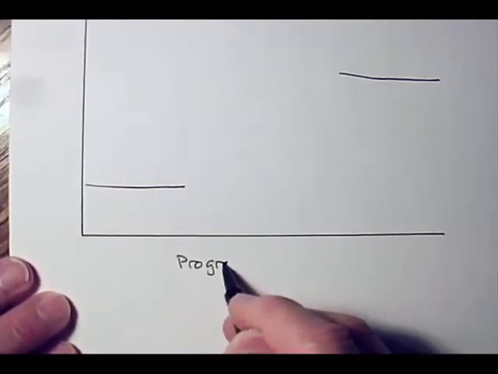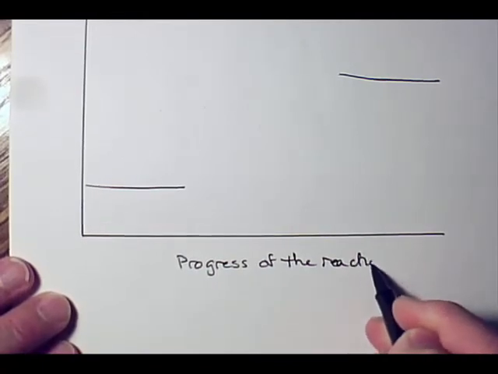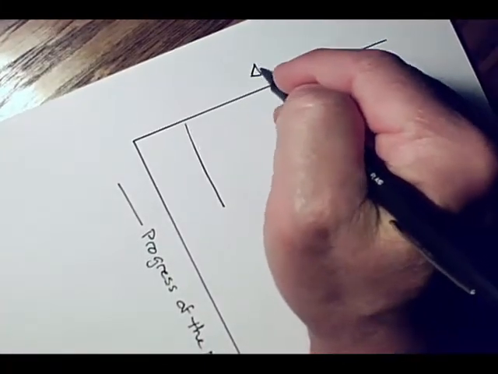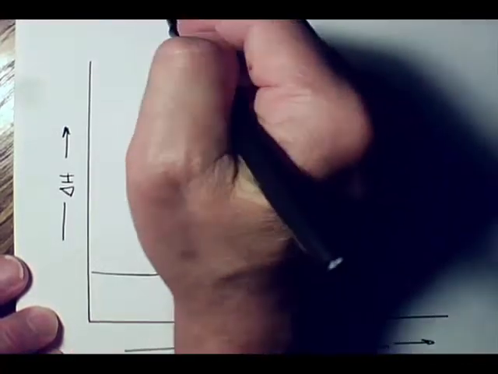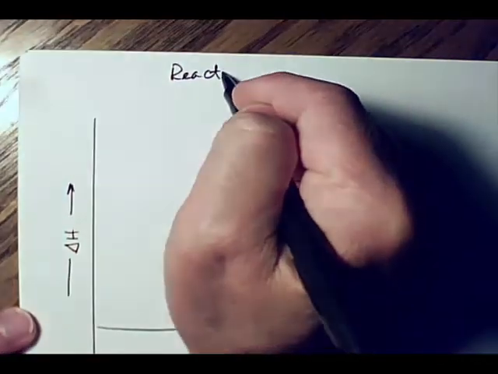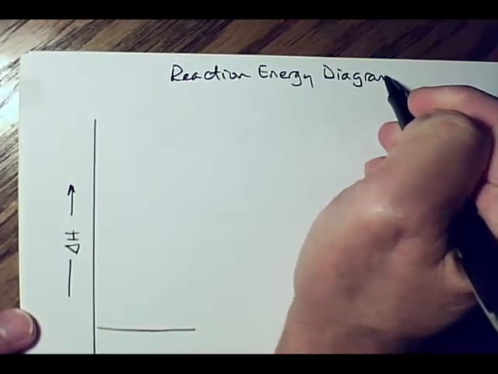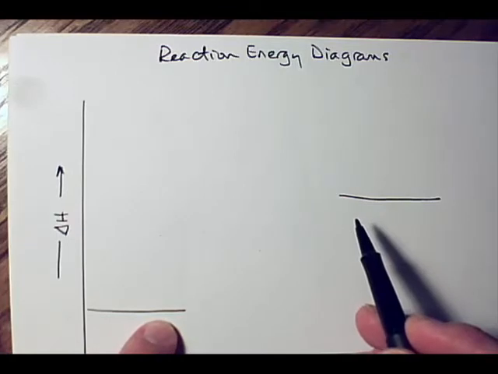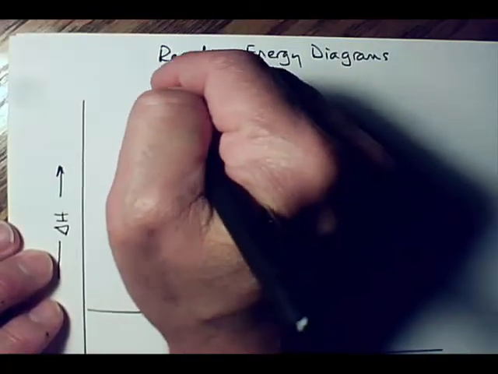So this is the progress of the reaction down here. We've got the change in enthalpy in the system, or change of stored energy in the system, over here. This is just another of the reaction energy diagrams. But in this case, if we're going to gain energy in the system, that energy has to come from the surroundings. It's not going to be exothermic. Endothermic.